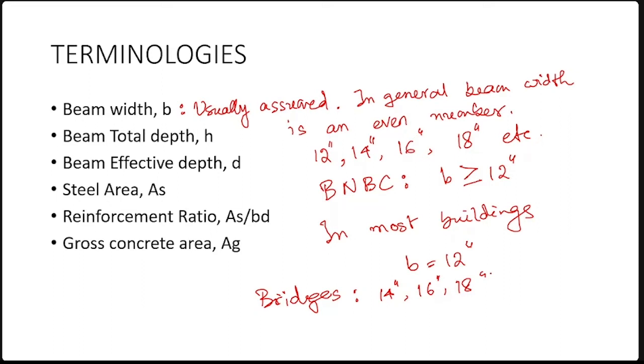Sir, I have a question, sir. What? Sir, is this assumed regardless of how many stories the building is? Yes, regardless of number of stories. The building can be a 5-storied building or 50-storied building. Beam width will remain the same, 12. Okay, sir. Thank you.